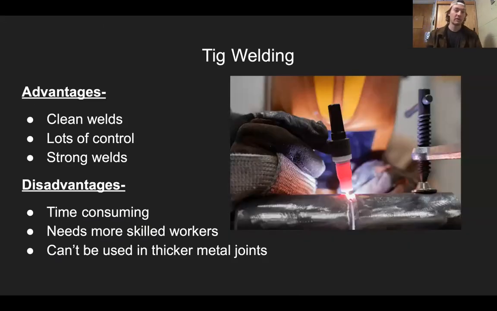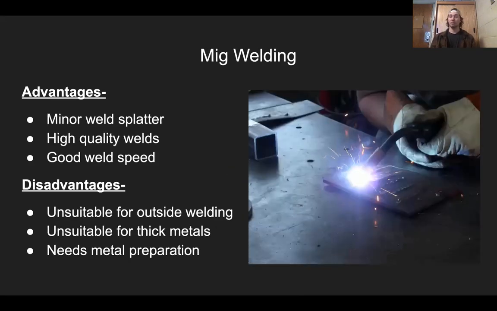So TIG welding. Some advantages are the welds are clean, it has lots of control, and the welds are strong. But some disadvantages are it's time consuming, you need to be skilled at it, and you can't use this with thicker metals.